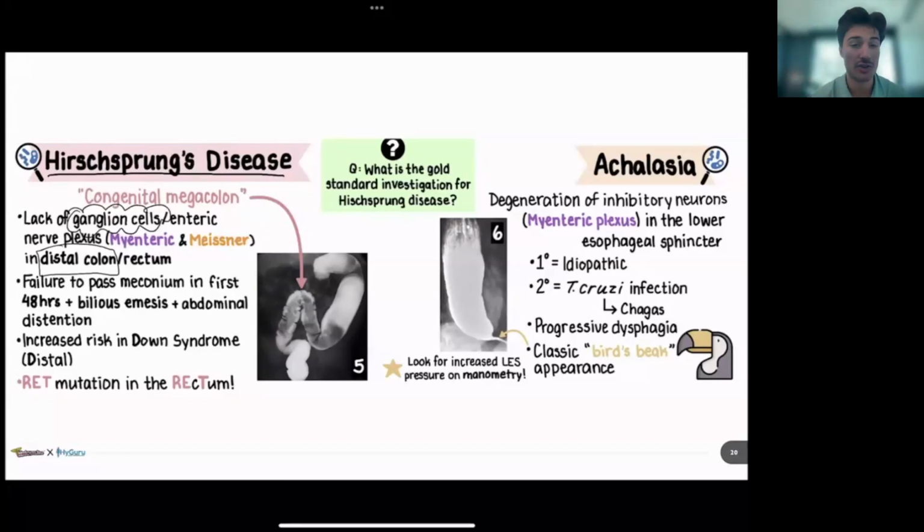To contrast that and tie this back to the question, achalasia is a degeneration of the myenteric plexus, but this is in the lower esophageal sphincter. Most commonly, achalasia is idiopathic, but it can be secondary to T. cruzi infection, which is what we saw in the stem, which is again endemic to areas in Central and South America. Remember, it's classically known as the kissing bug. It has 3 phases. In your acute phase, you can get the chagoma and Romana sign, which is painless edema in the eyelids and inflammatory edema.